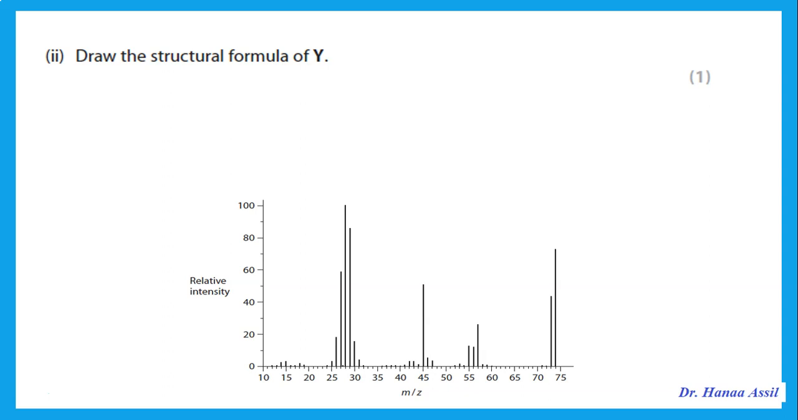Now he's saying draw the structural formula of Y. Now, I know that it's something that has acid, and I look at the mass spectrum and I look for the molecular ion peak. Where is the molecular ion peak? It's at 74. That means that the Mr of my molecule is 74, and it's an acid. So this must be the structural formula of the acid in order to have an acid group with a molecular mass of 74.